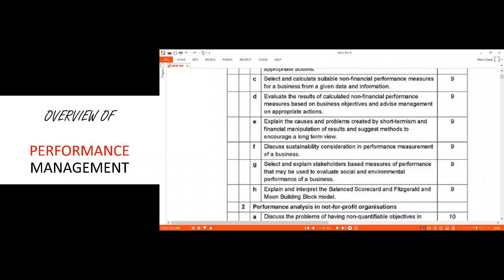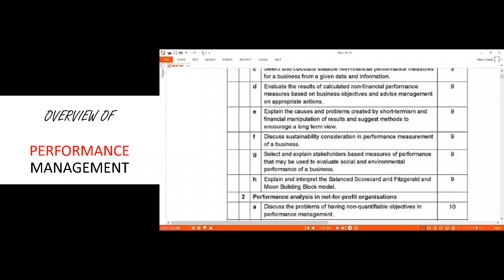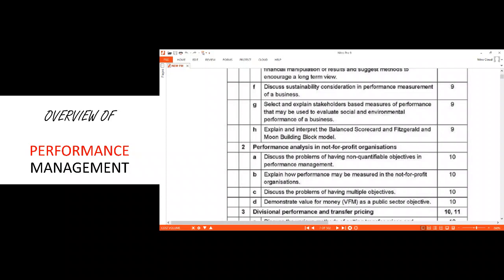Then we are going to discuss sustainability consideration in performance measurement of a business. Then we move on to selection and explain shareholder-based measures of performance that may be used to evaluate social and environmental performance in a business. And CSME students will have advantage in it. Then we are going to discuss balance scorecard, Fitzgerald and Moon building block model. We are going to discuss it. All these two have their parts in CSME.